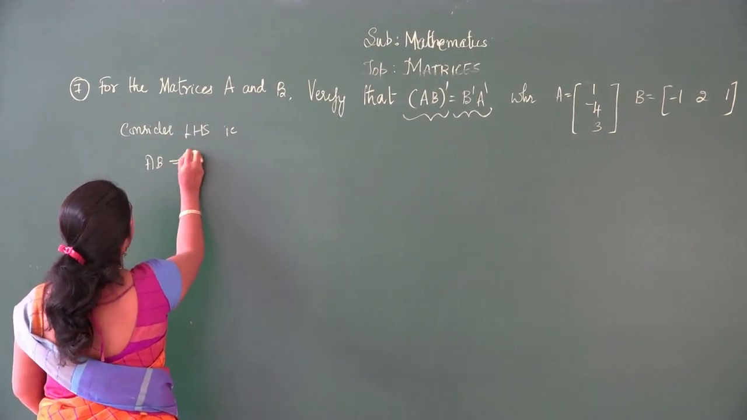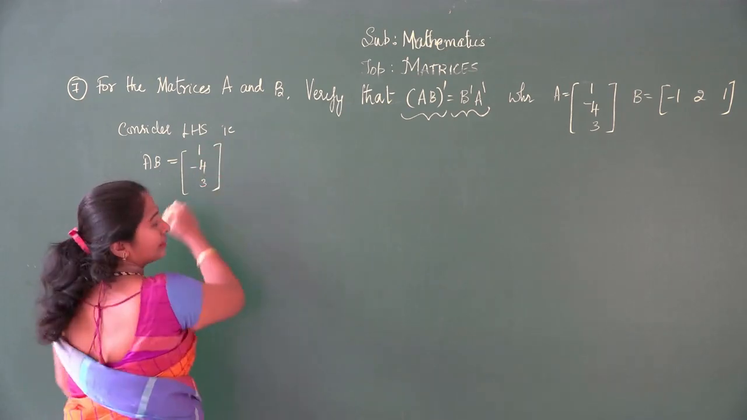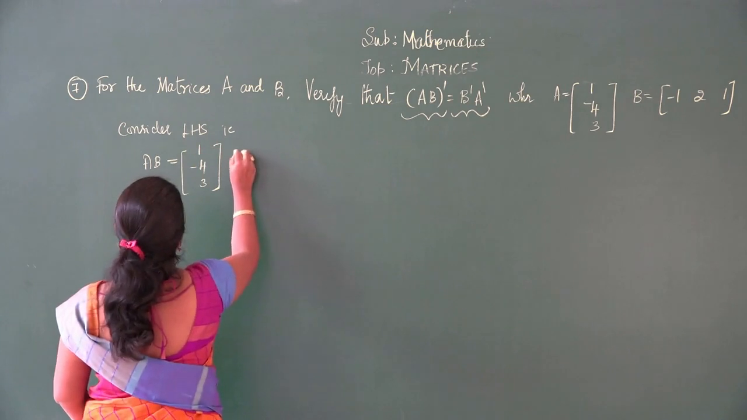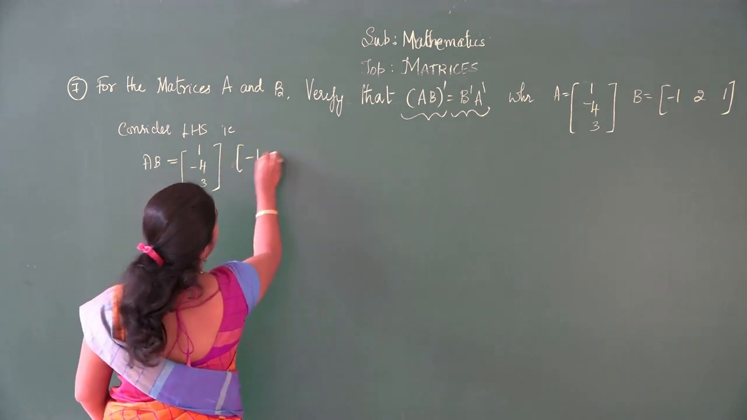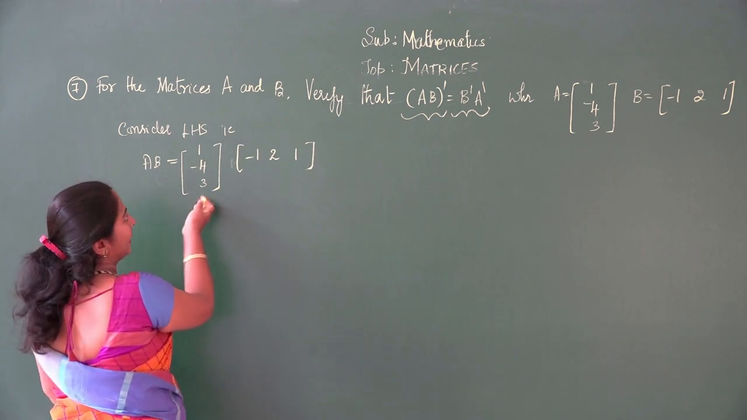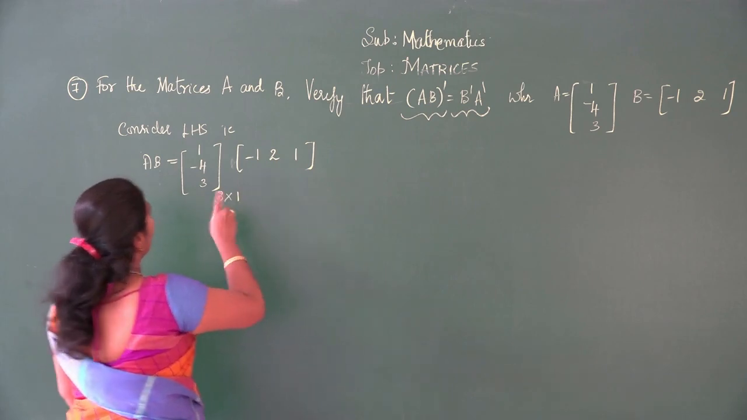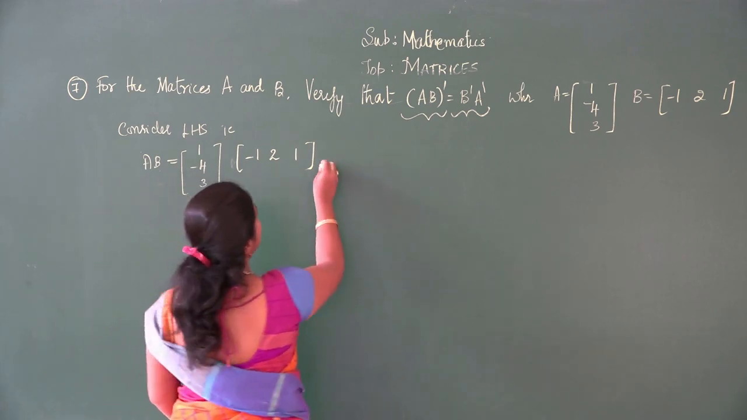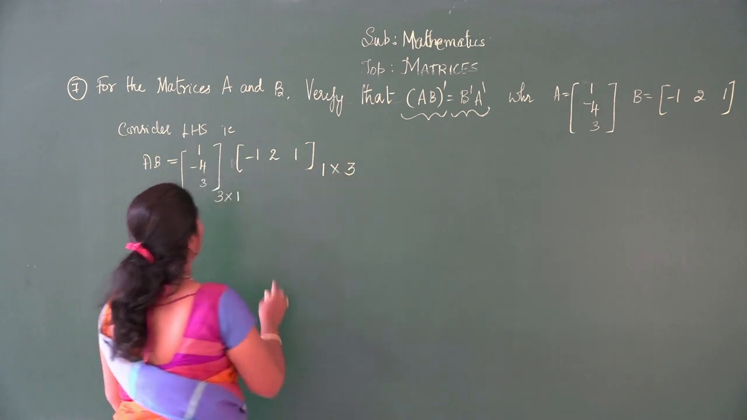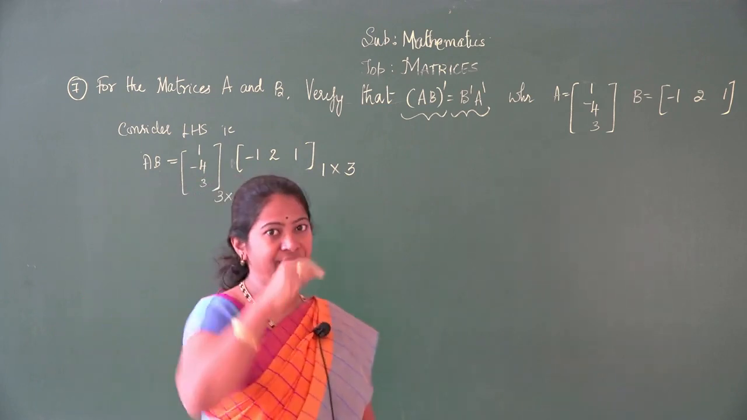Matrix AB. What is matrix A given in the question? 1, minus 4, 3. What is matrix B given in the question? Matrix B, minus 1, 2 and 1. What is the order of the first matrix? A contains how many rows? 3 rows. How many columns? 1 column. How many rows does matrix B contain? 1 row. How many columns does it contain? 3 columns.